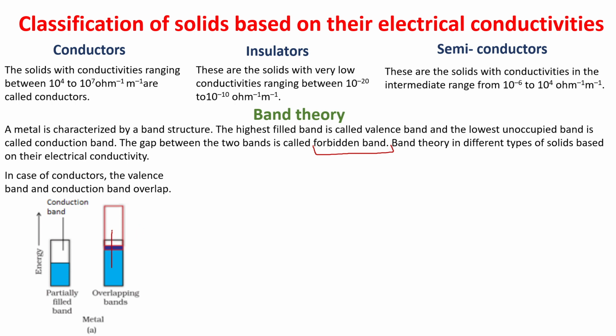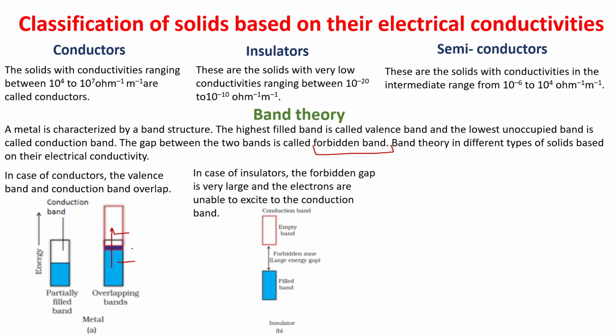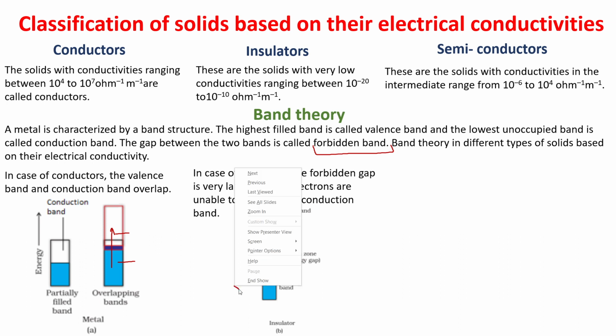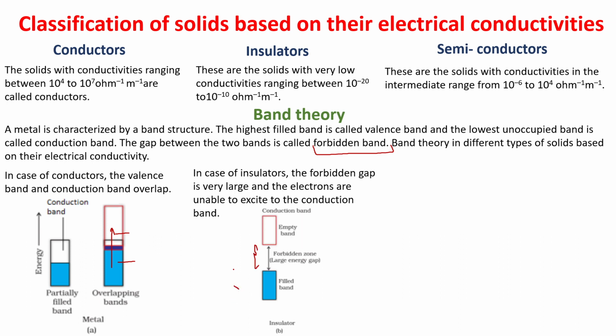That's why they conduct electricity, because the movement of electrons from the valence band to the conduction band will be easy. That's why they are conducting. But in the case of insulators, this forbidden zone, this band gap between the valence band and the conduction band, is so large that the electrons can't move from here to this higher energy band. That's why they can't conduct, and they are called insulators.